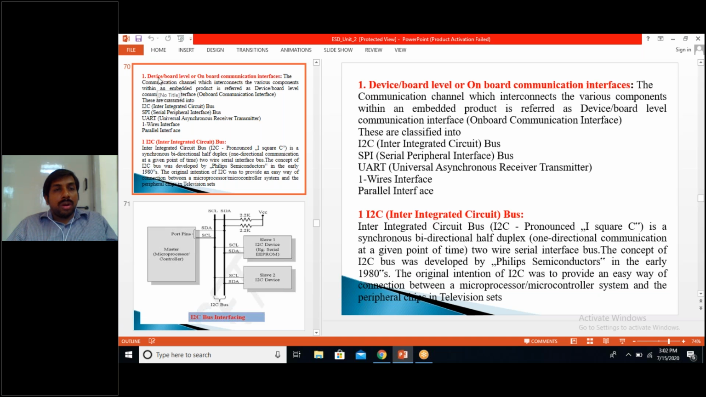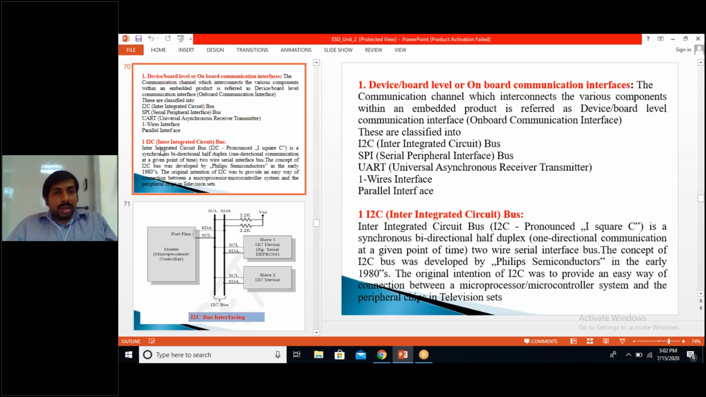So, onboard device level communication interfaces. The communication channel is going to interconnect the various components of an embedded product, and the buses used are I2C, inter-integrated circuit bus, SPI bus, next UART, one wire and parallel interfaces. So first one, inter-integrated circuit bus, is pronounced as I2C.